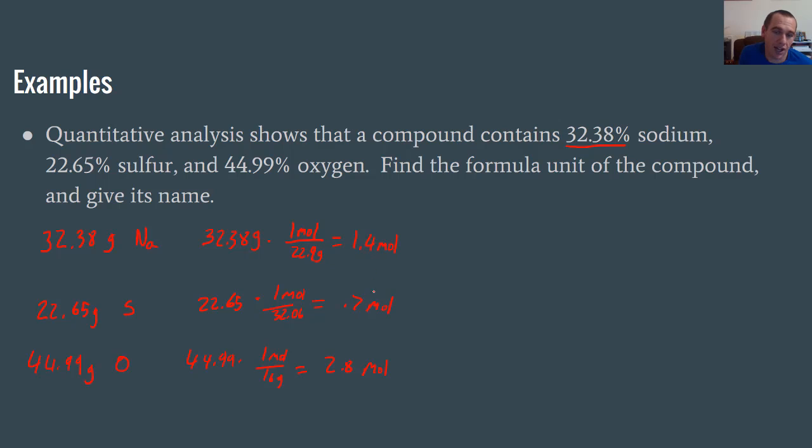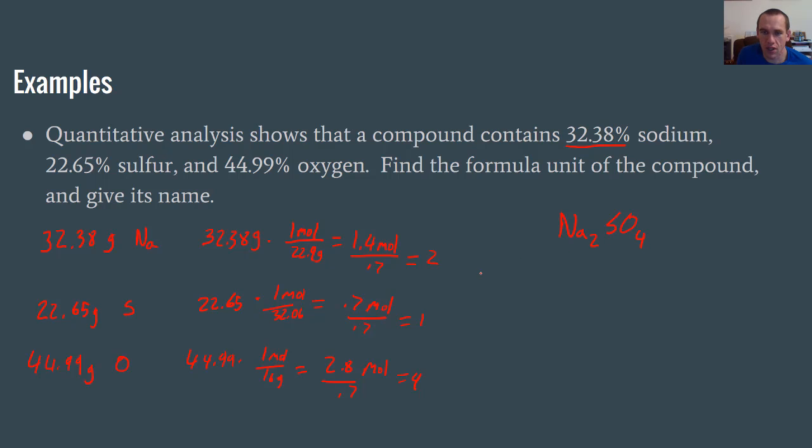Now, these are not whole numbers. Remember, a formula unit shows the smallest whole number ratio. But what we're going to do is pick the smallest number here, and divide everything by that. So 0.7 divided by 0.7 is 1. 1.4 divided by 0.7 is 2. And 2.8 divided by 0.7 is 4. So what that tells me is I have 2 moles or atoms of sodium for every 1 mole or atom of sulfur for every 4 moles or atoms of oxygen.